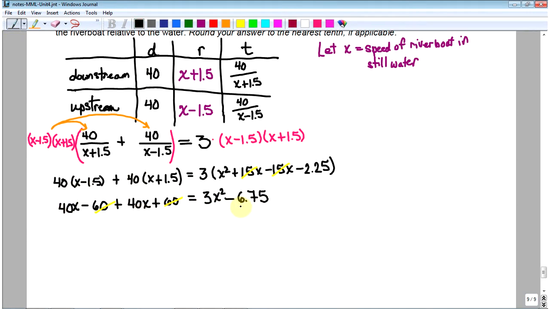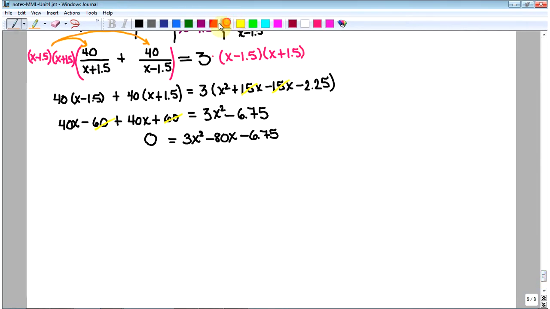I have a quadratic equation, so I know I'm going to need 0 on one side. So I'm going to subtract the 80x to the right side. And then we'll have our quadratic equation to solve. So let's identify our a, b, and c. We see that a is 3, the coefficient of x squared. B, the coefficient of x, is negative 80. And c, the constant, is negative 6.75.